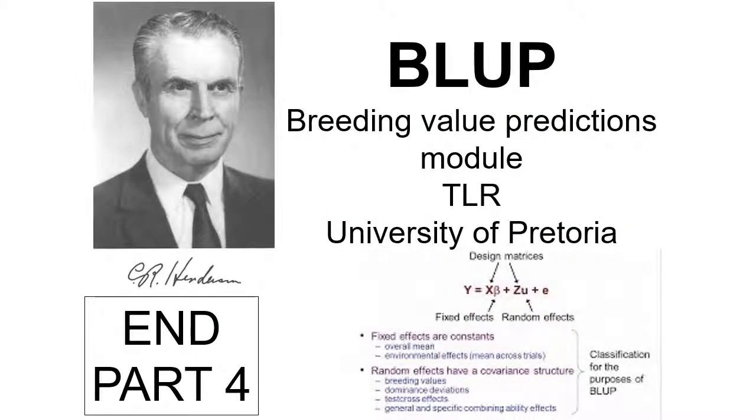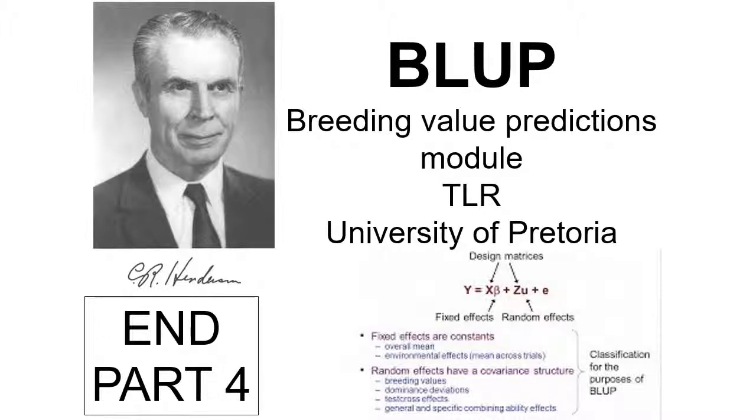So this then brings us to the end of part 4. It was a longer lecture than the others. We basically talked about the extension of models from a very simple model where we only started with the deviations from a contemporary group to very complex models where we fitted additional random effects.